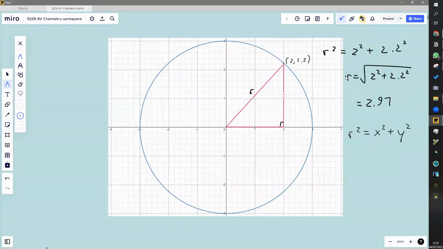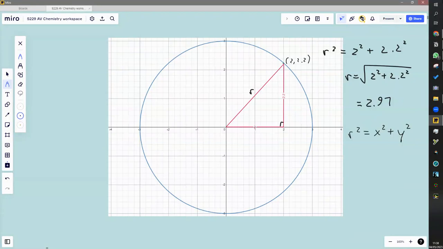The reason why it works in the other places is because you'll have -2, for example, but -2 squared is the same as 2 squared. So whenever it's a negative, the squaring of it makes it treat it just like it's a positive anyway. So that is essentially the formula of a circle.